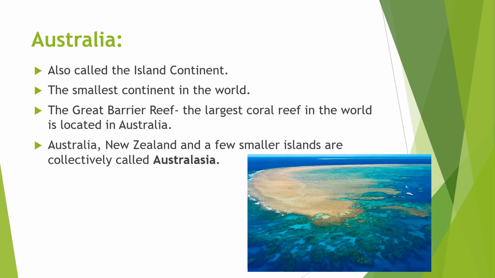Australia is particularly unique because it is surrounded by water on all sides by a very great margin. It is also famous because of the presence of Great Barrier Reef, the largest coral reef in the world. Did you know that Australia, New Zealand, and a few smaller islands collectively are sometimes called Australasia? New Zealand and its neighboring islands collectively are also called Oceania.